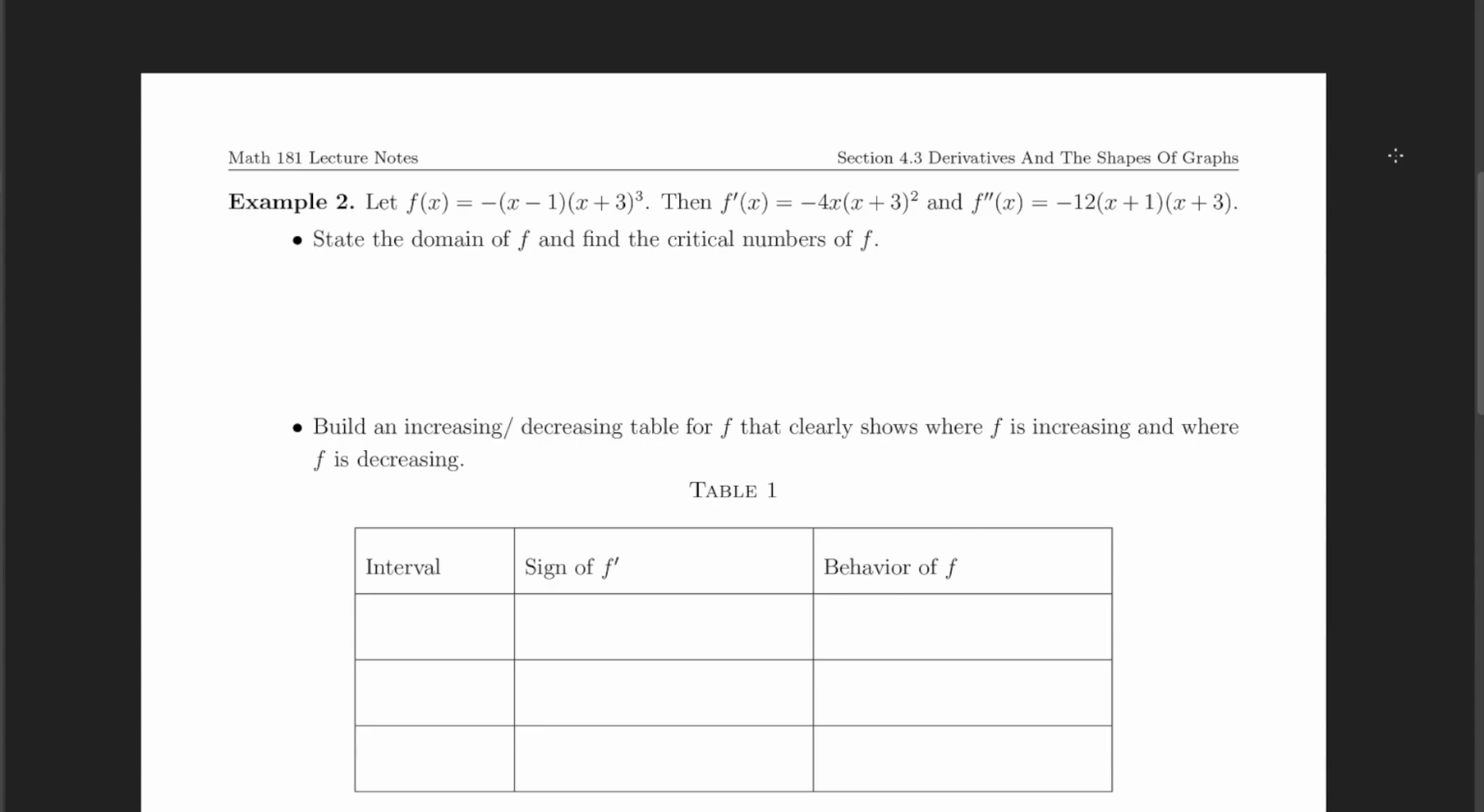Let's just start working through this. Let's state the domain here. Since this is a polynomial, the domain is all real numbers, or sometimes it's written as minus infinity to infinity. Find the critical numbers: we're going to take f prime of x, set that equal to 0, and solve for x. Where does this equal 0? This equals 0 at x equals 0 and x equals minus 3. Those are our critical numbers.